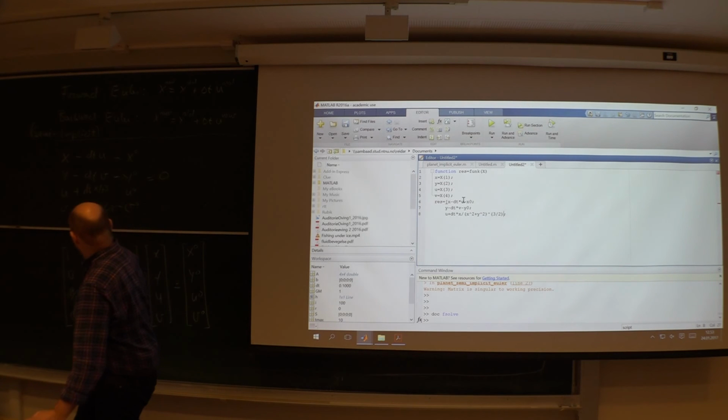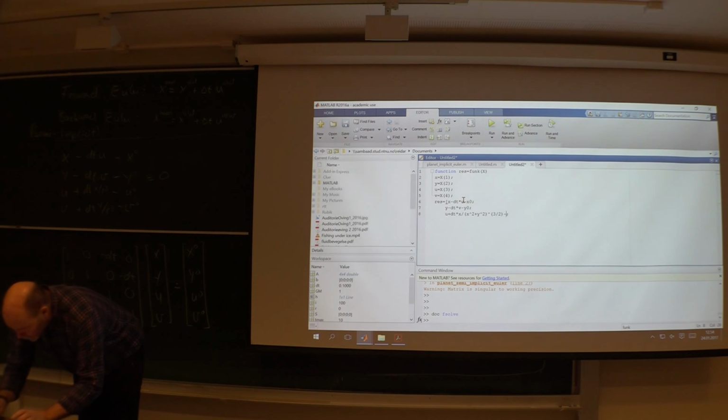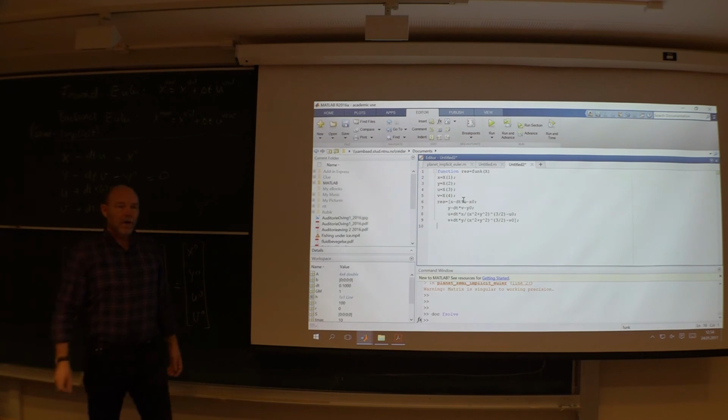And then minus u0, and then finally v plus dt times y divided by the same, minus v0. So that should be my function.